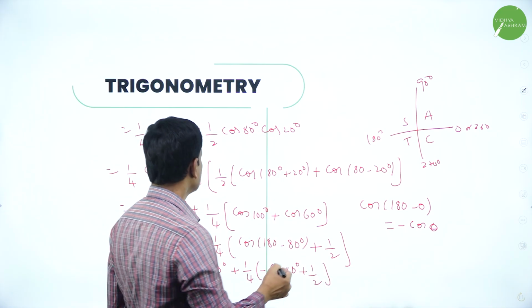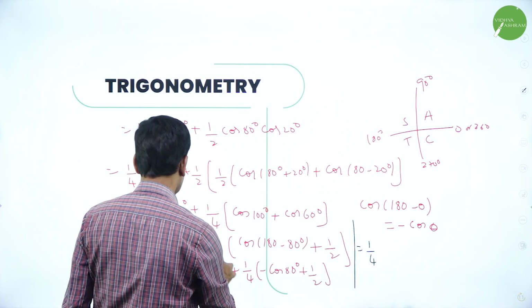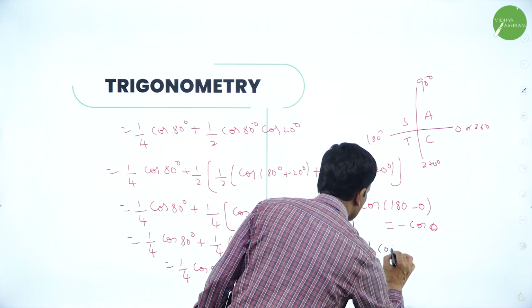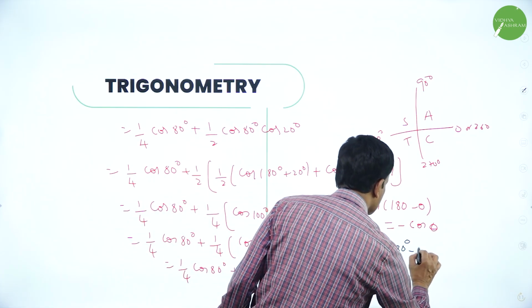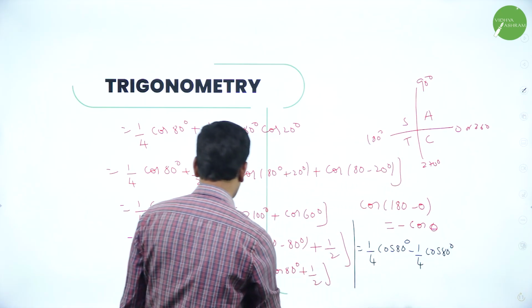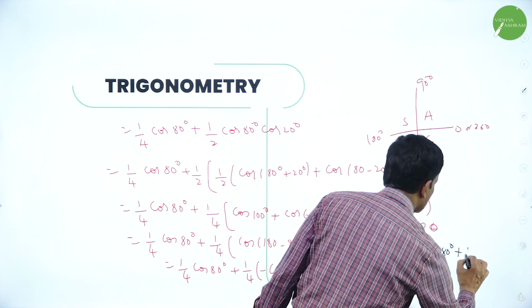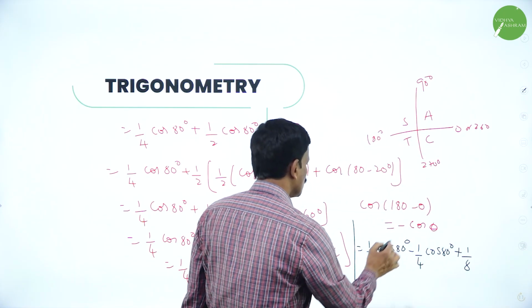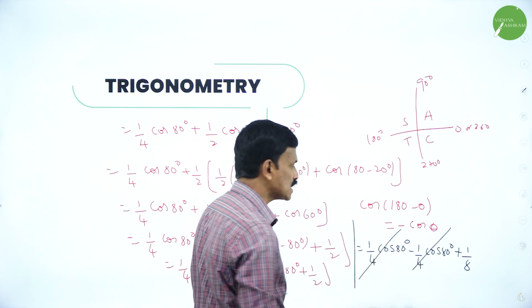Now multiply this. If you multiply, what happens? This is 1 over 4 cos 80 as it is, 1 over 4 cos 80 again, plus into minus, minus 1 over 4 cos 80 degrees, again plus into plus, plus 1 by 4 into 1 by 2, which is 1 by 8. Now cancel the terms. So plus 1 by 4 cos 80 minus 1 by 4 cos 80 gets cancelled.